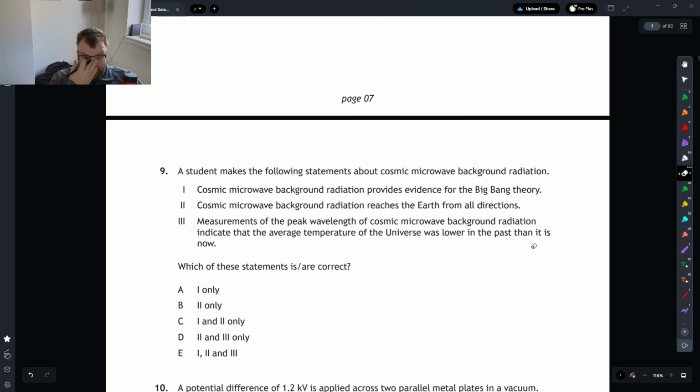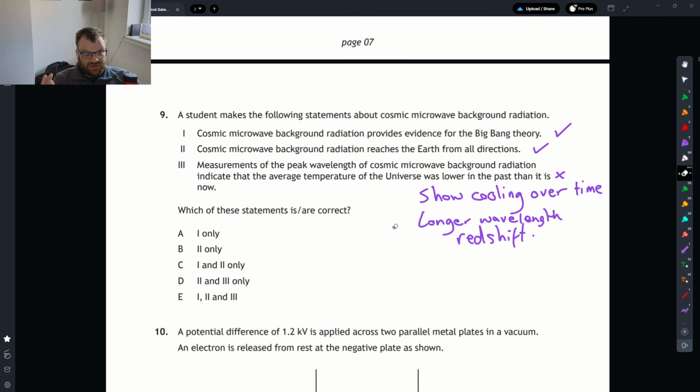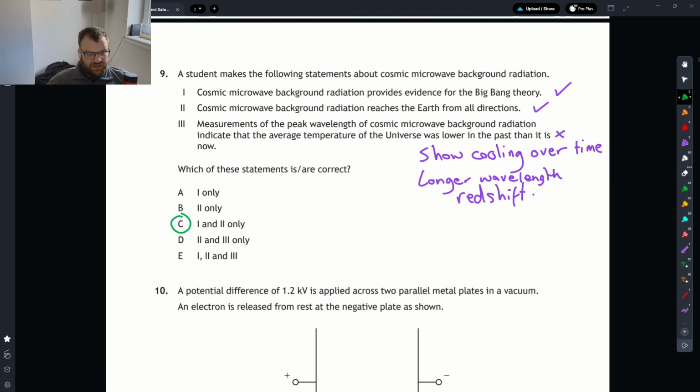Now on to number 9. We're asked about cosmic microwave background radiation, CMBR. Does that provide evidence for the Big Bang Theory? Yes, it does. As the light and everything was scattered through, it's moving there. It's coming from space. It will reach the Earth in all directions. They're saying the temperature was lower in the past. No, that would be incorrect. They are getting cooler. And then less energy means a longer wavelength of light heading towards the red. So that redshift idea for those ones, which means only the first 2 are correct. And that gives answer C for that one.